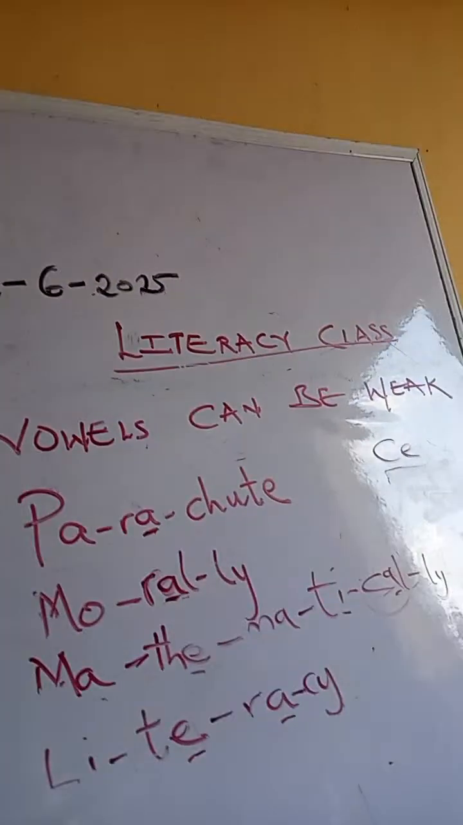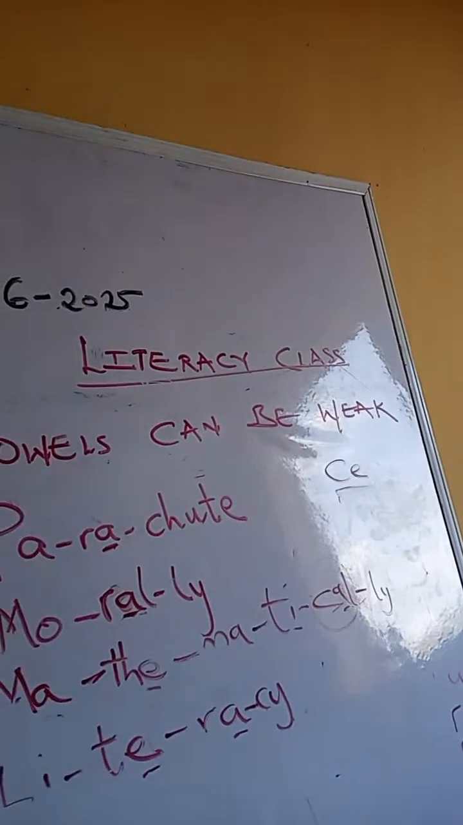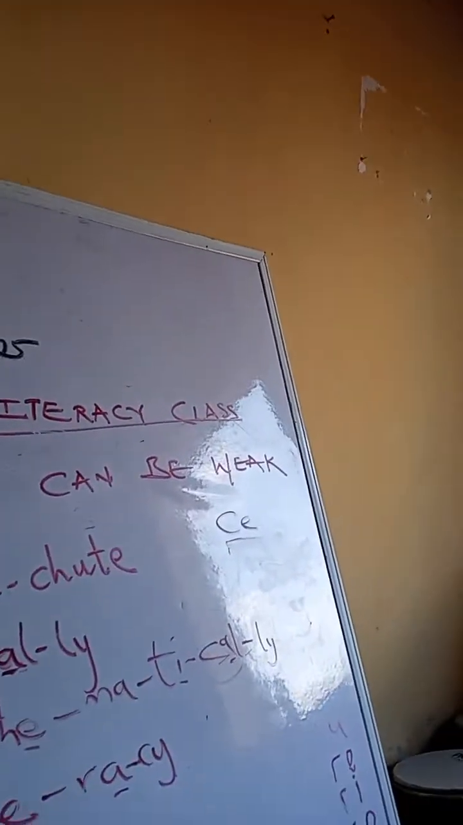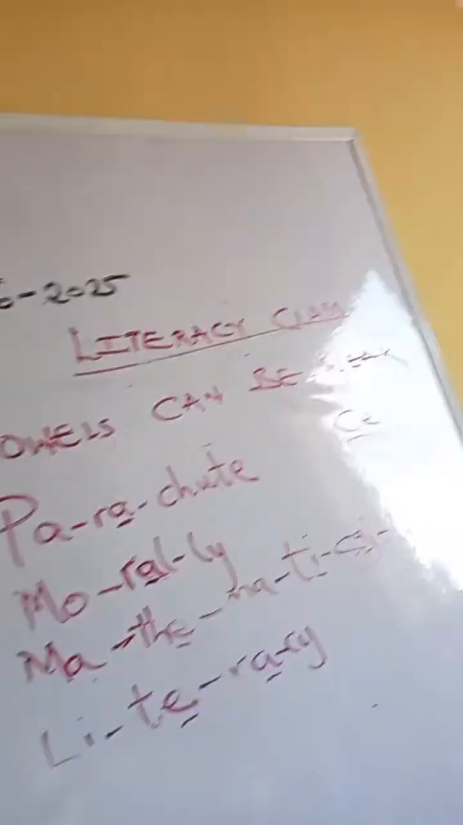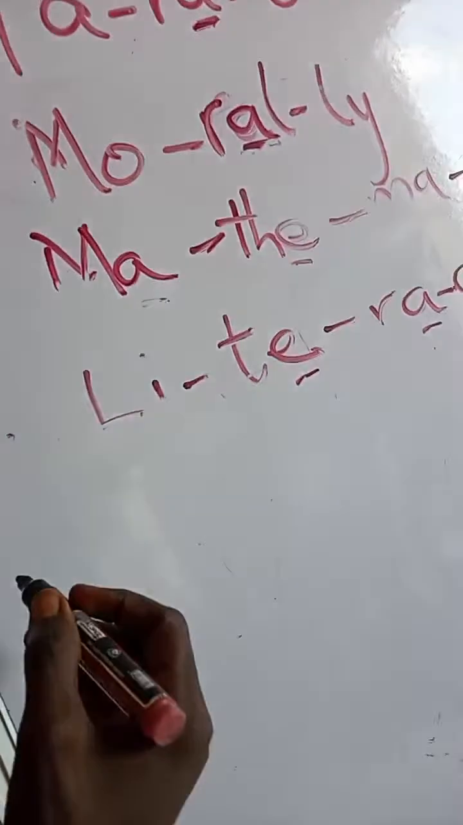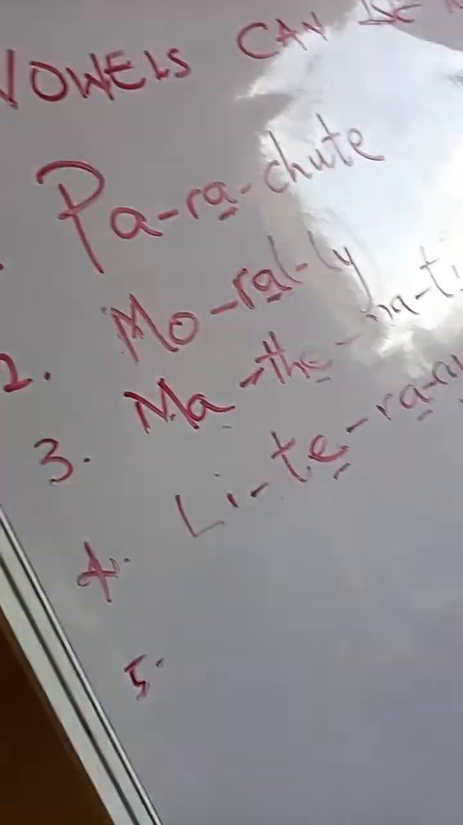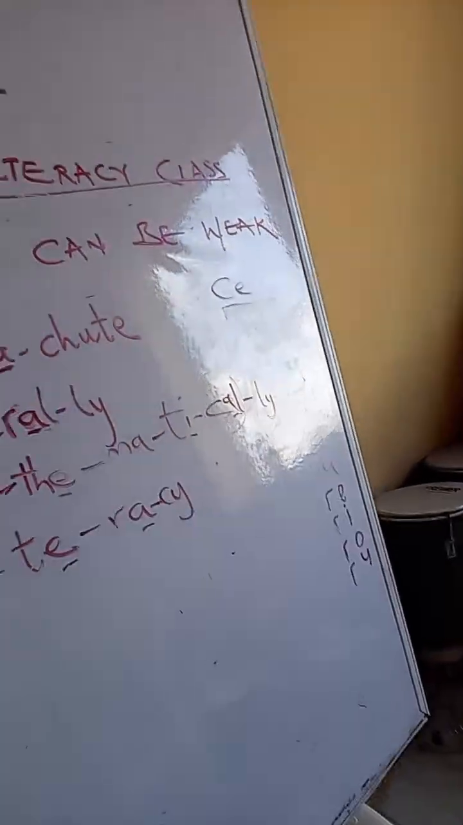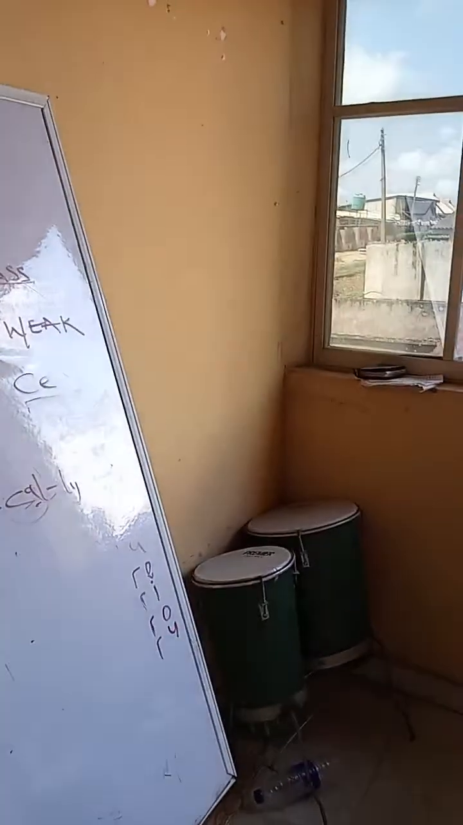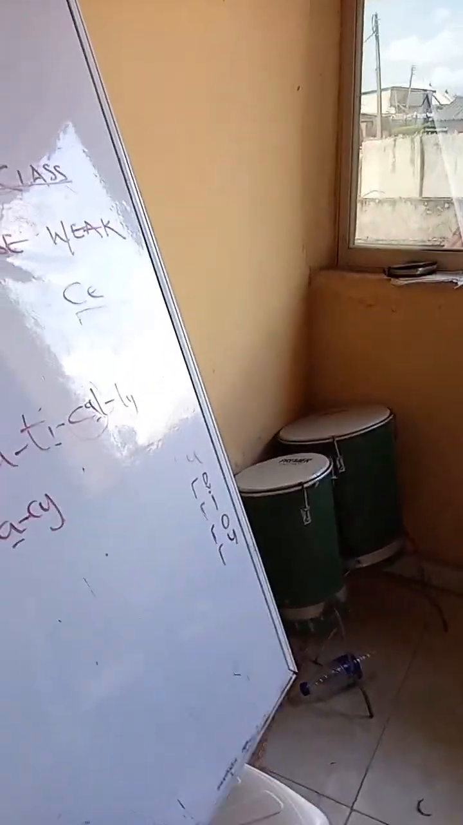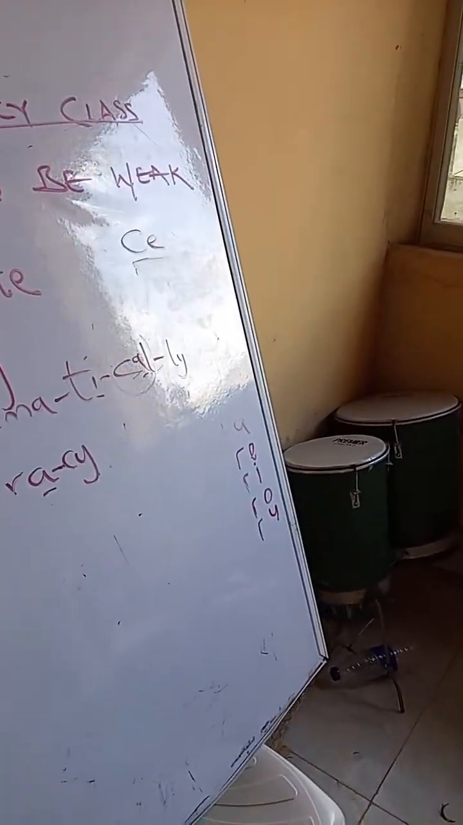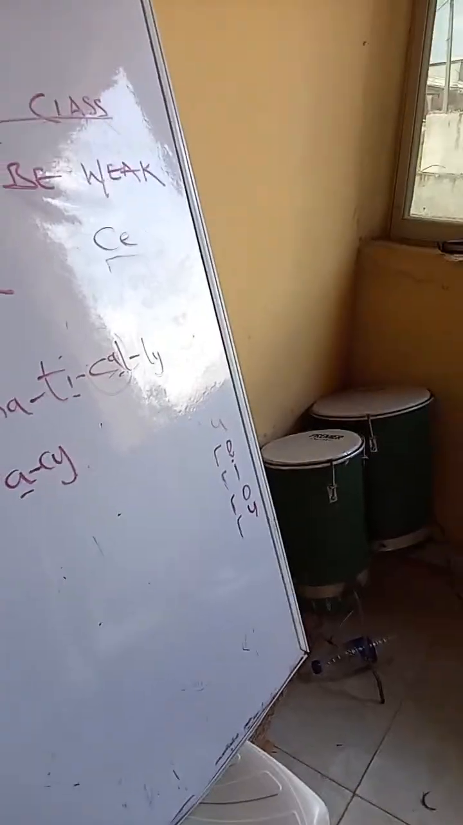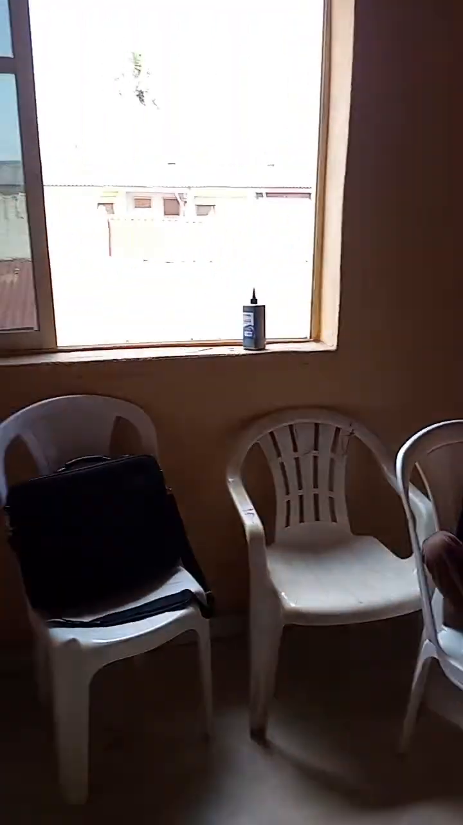So, photograph. Okay. What's the first syllable in photograph? The first syllable, quickly. Fo. Can you clap it? Clap photograph. Let's see.